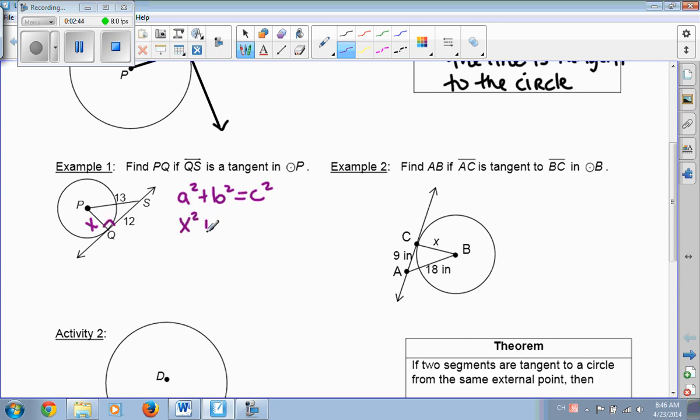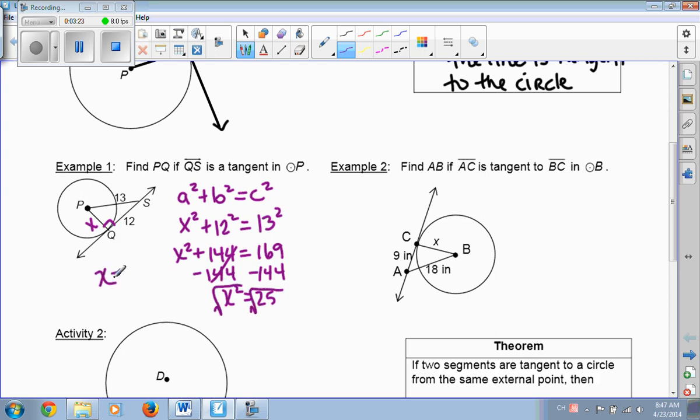So I'm going to say x is our a. We don't know what that is. Plus b has to be 12. And c, our hypotenuse here, is 13. This is a triple. I already know what it is. I don't even have to use the Pythagorean theorem to know. But let's say you didn't know. You could use the Pythagorean theorem. So 12 squared is 144. 13 squared is 169. Subtract 144 from both sides. And x squared is 25. Obviously, when you square root the x squared, the square root of 25 is 5. So PQ, which is our radius, is 5.